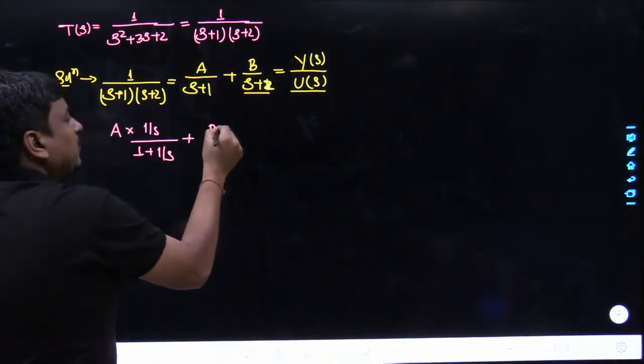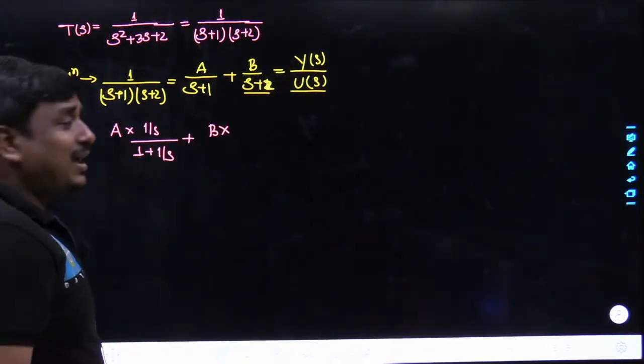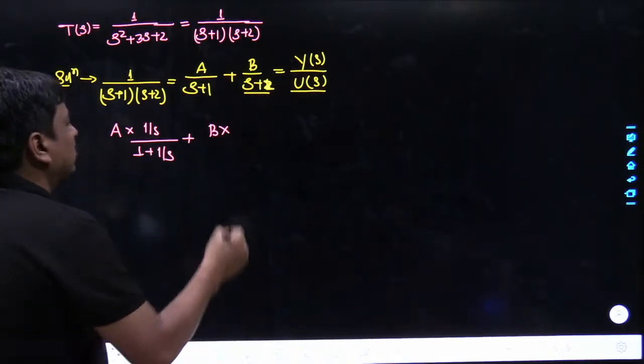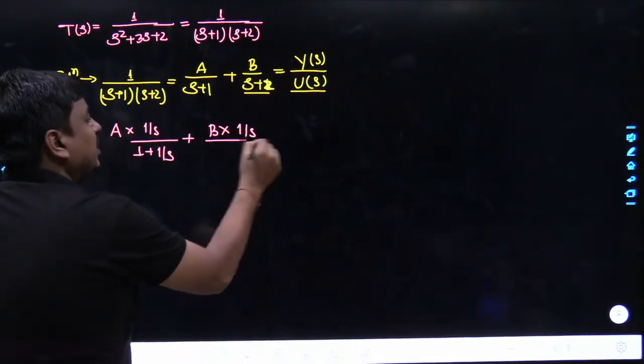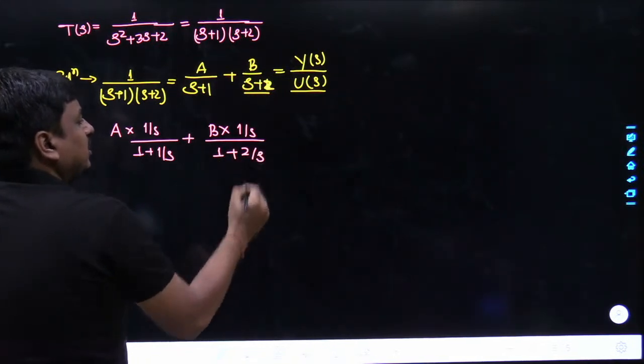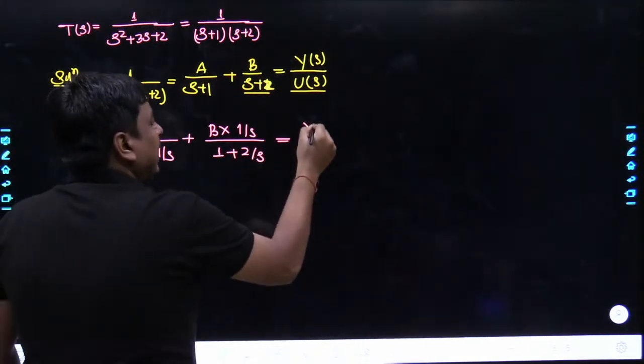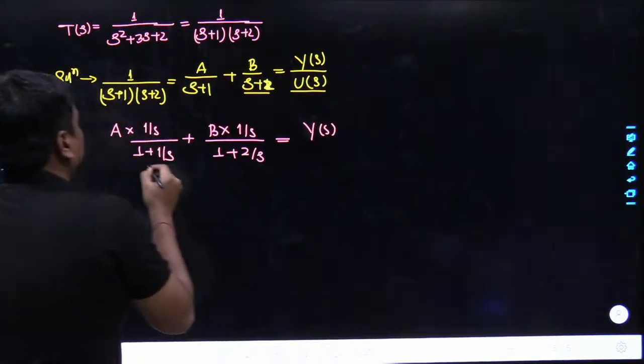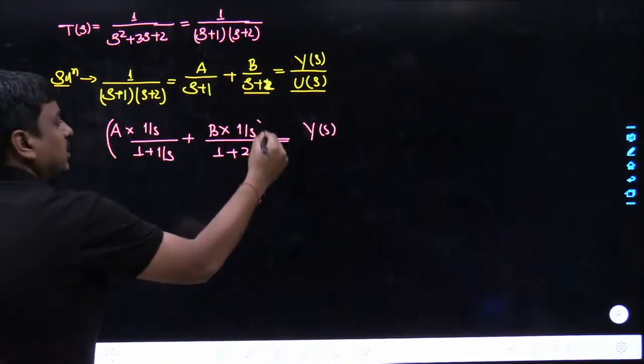Here goes B. What I would be doing? I would be taking S common from the denominator. So the factor which was left out at the numerator is going to be 1 upon S. And here it becomes 1 plus 2 divided by S. For the time being, I may write y of S. Now this factor gets multiplied with u of s.